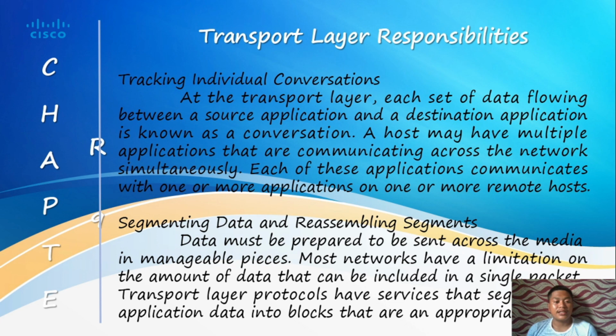Transport layer responsibilities. Tracking individual conversations. At the transport layer, each set of data flowing between a source application and a destination application is known as a conversation. A host may have multiple applications that are communicating across the network simultaneously. Each of these applications communicates with one or more applications on one or more remote hosts.